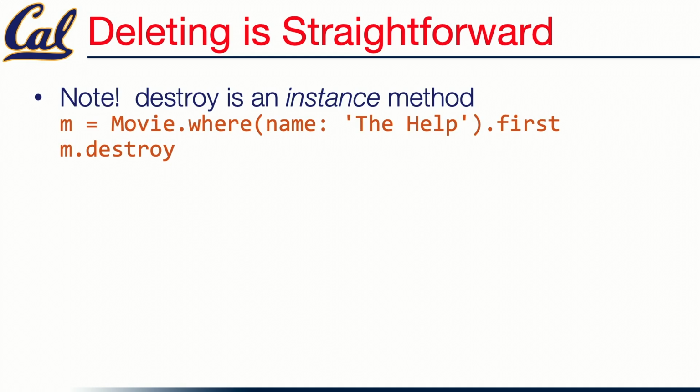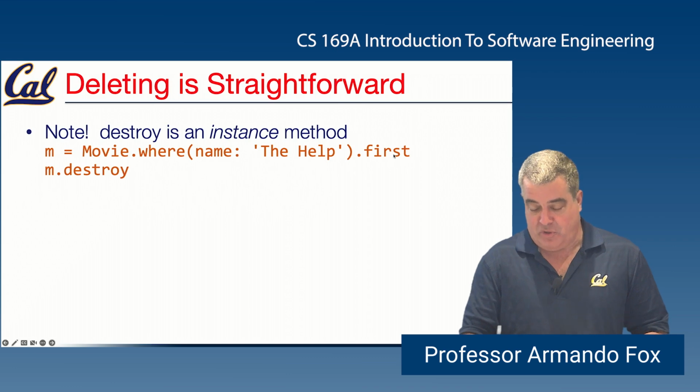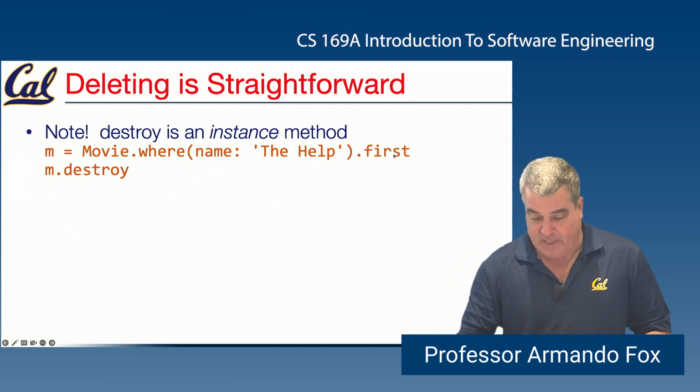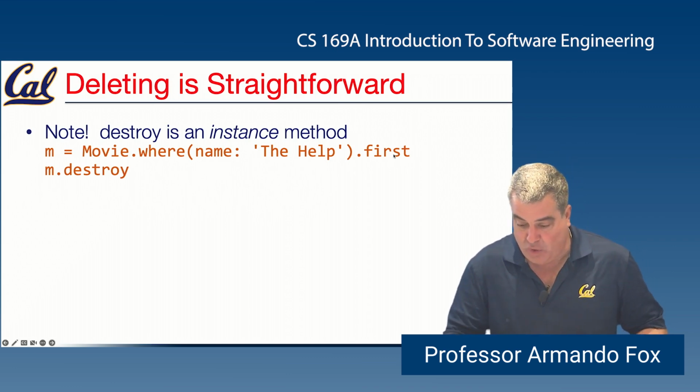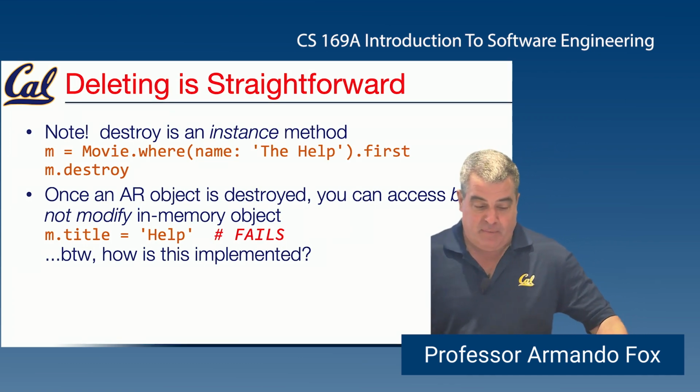Deleting, the last of the CRUD operations, delete or destroy, is very straightforward. The only thing that might be a little bit counterintuitive about it is that it's an instance method. So rather than saying, hey, movie class, destroy the movie that matches the following criteria, you first grab a copy of that movie and then you say, you, destroy yourself. So I can look up a movie, and again, I'm going to use first to make sure that I actually just get one and not a collection. And then I can call destroy on that object.